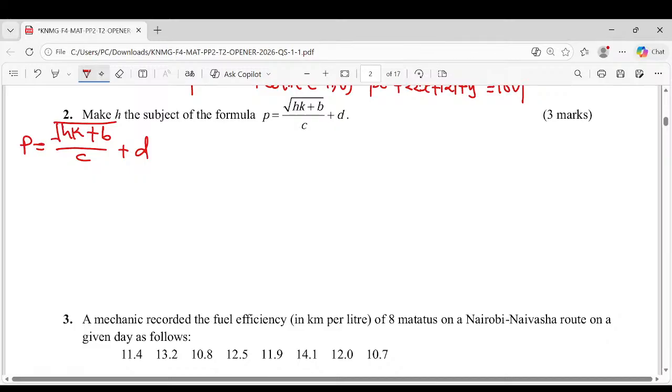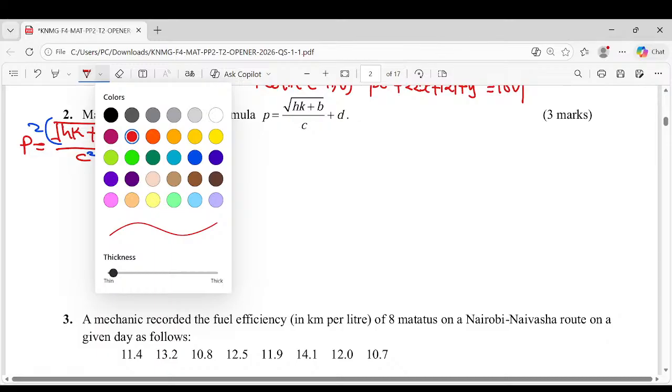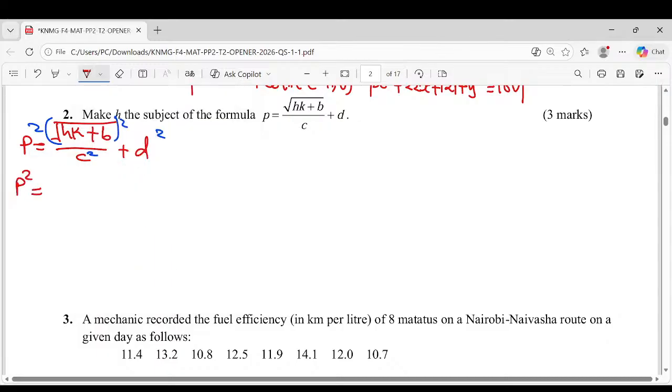Step number 1 in making h the subject of the formula, we need to get rid of this square root. So we need to get rid of the square root by squaring each term. When you square everything, we are going to have p squared is equal to the square, and the square root cancels. So I'll have hk plus b over c, squared, plus d squared.